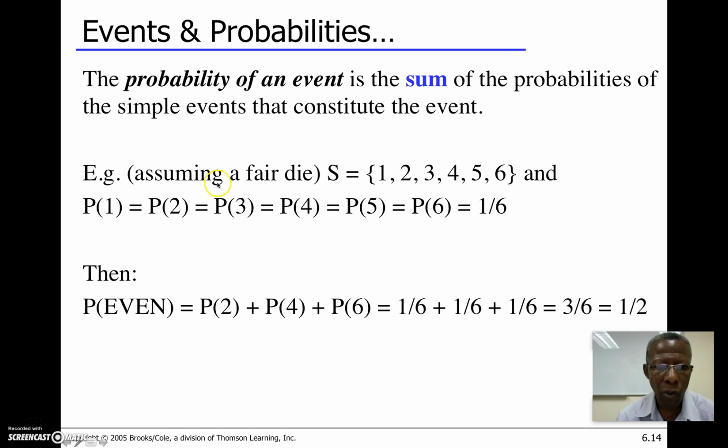Example, assume you have a fair die. S, this is a sample space shown, S equals 1, 2, 3, 4, 5, 6. And P1 means the probability of getting a 1. The probability the outcome would be a 1 is the same as the probability of getting a 2 or 3 or 4 or 5 or 6.